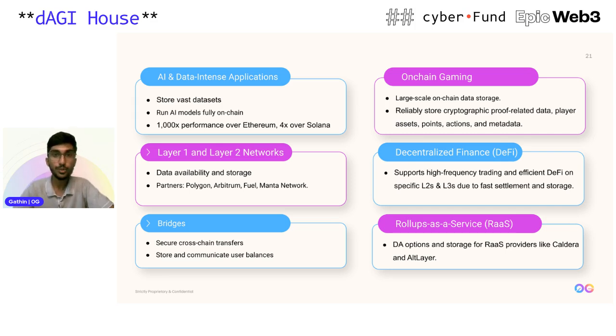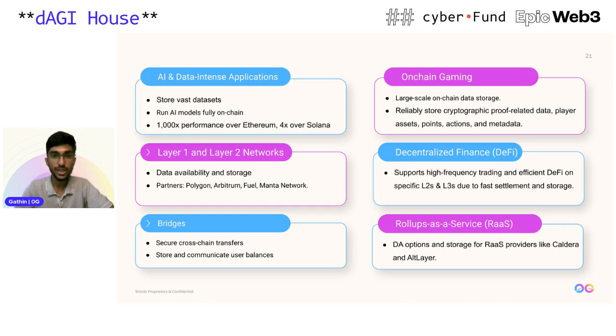Next, you could build bridges on 0G and make it cross compatible for all the layer ones: secure cross-chain transfers, store and communicate user balance. Since we provide a good data availability layer with faster transactions and good security, you can use 0G chain to build bridges to bridge all the tokens between different layer ones.